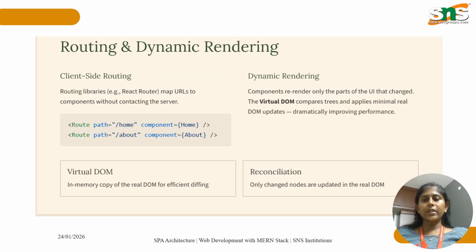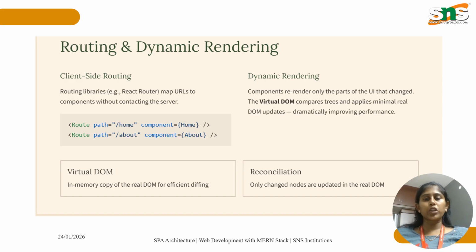Now let's discuss two important concepts in SPA architecture. So client-side routing and dynamic rendering. So first, client-side routing. In traditional websites, moving to another page required contacting the server. But in SPA, routing libraries such as React Router handle navigation directly in the browser. For example, /home loads the home component, /about loads the about component. So the browser's URL changes, but the page does not fully reload.